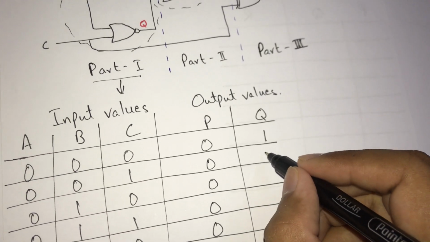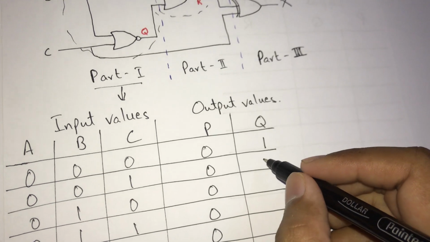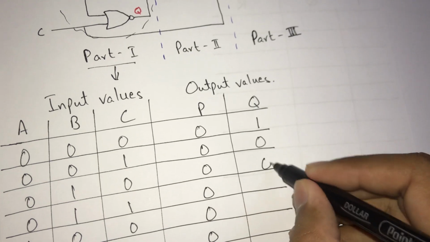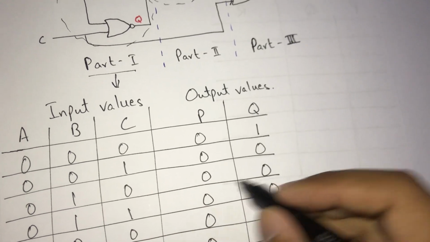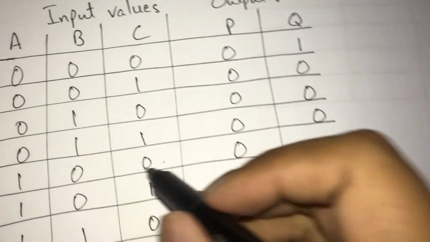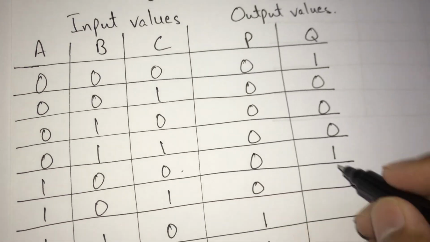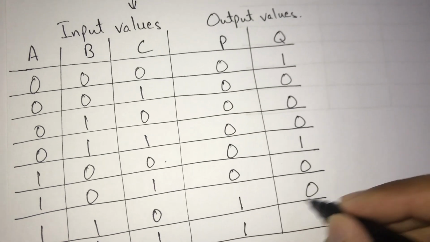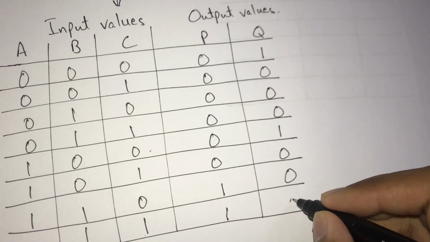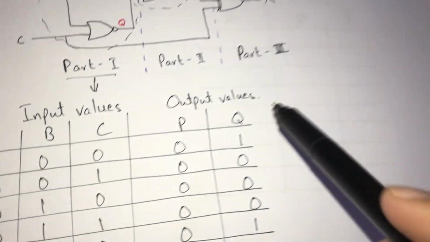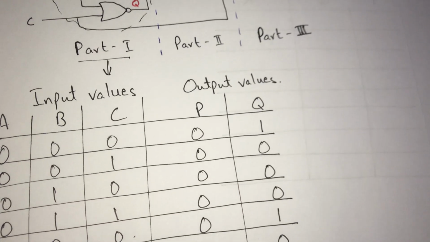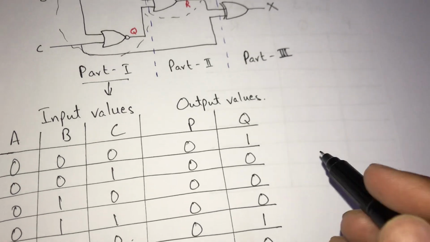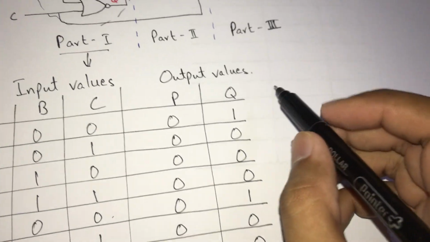The second one will be 0. The third one also 0, this one also 0, then this one is 1, and then 0 0, and the last one is also 0. So these are the values of P and Q. The solution of part 1 is here. The output values of part 1 are here.